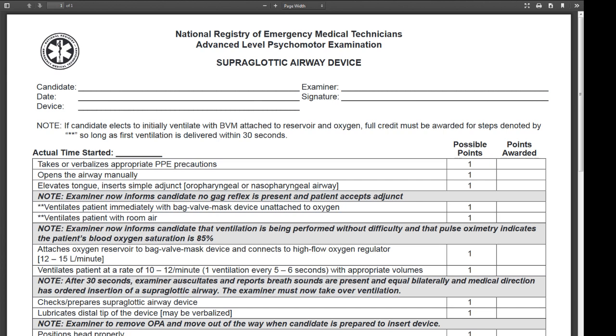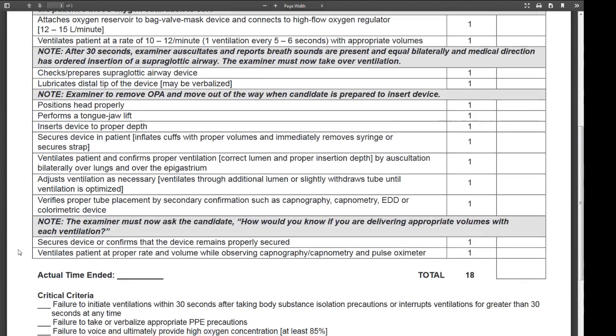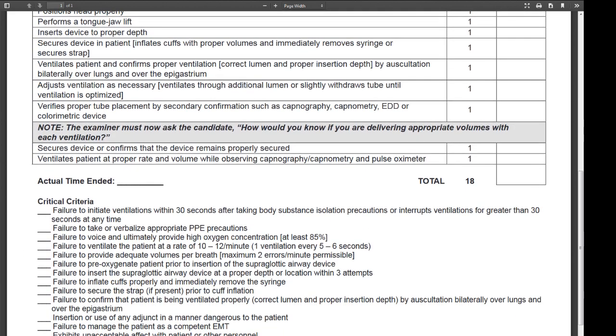Checks/prepares supraglottic airway device. Lubricates distal tip of the device, may be verbalized. Note, examiner to remove OPA and move out of the way when candidate is prepared to insert device. Positions head properly. Performs a tongue jaw lift. Inserts device to proper depth. Secures device in patient, inflates cuffs with proper volumes and immediately removes syringe and secures strap.